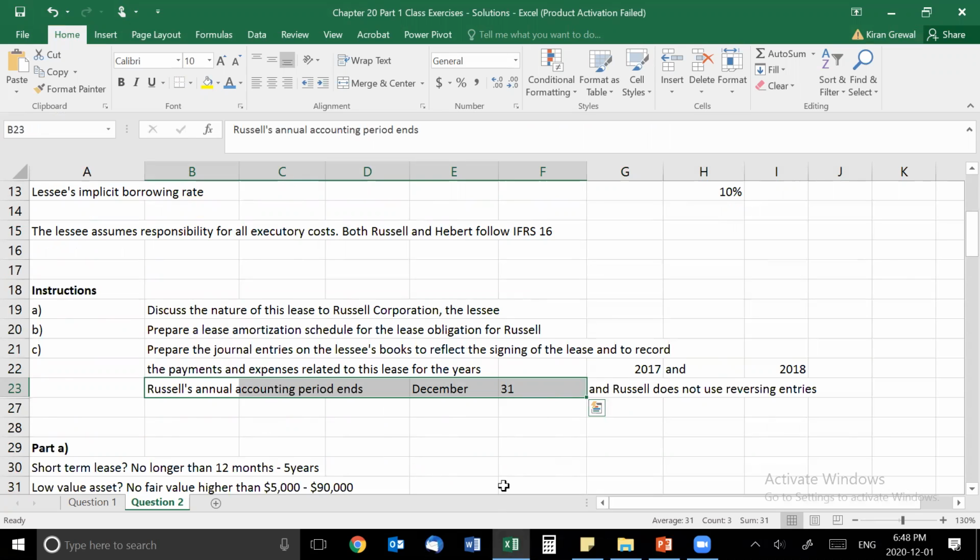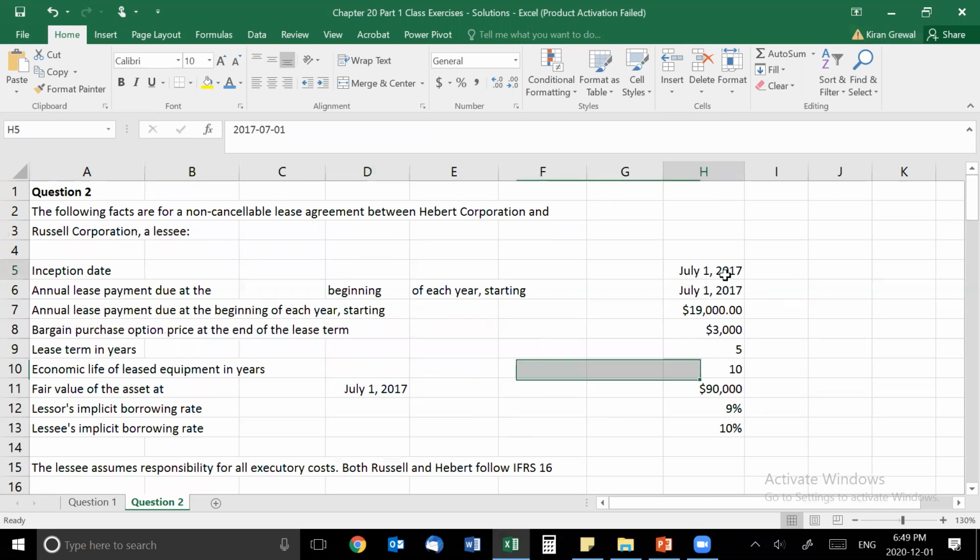Okay, so when we did question 1, the fiscal year end was a calendar year, right? January 1st to December 31st. So the lease term started on the year start. In this case, our accounting period ends December 31st, but the lease is entered into on July 1st. So when you're thinking about your year-end journal entries, we're only going from July to December in this case, instead of January to December in the last question.